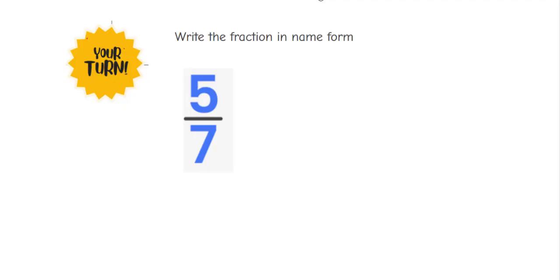Now I want you to write the fraction in name form. We know how to say it. Read that fraction and then write it out for me. Pause the video and then come back.